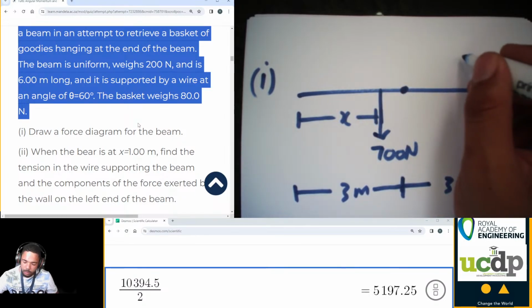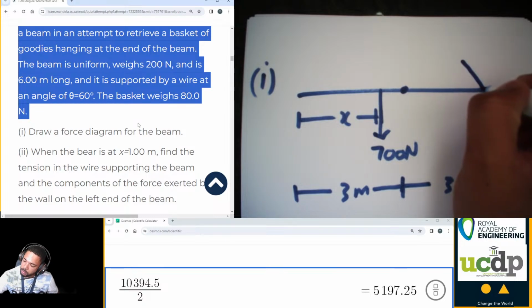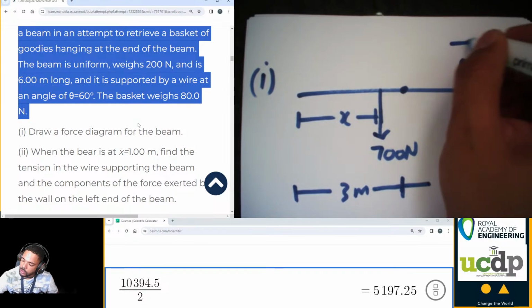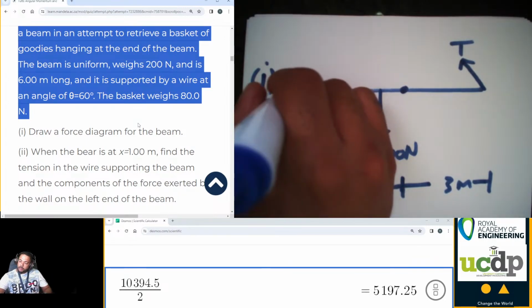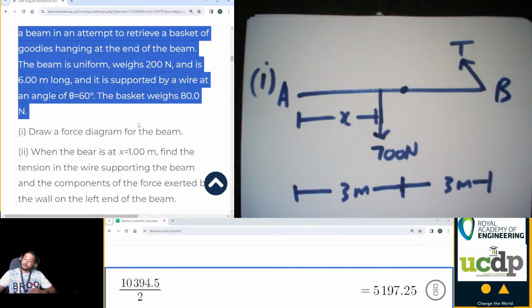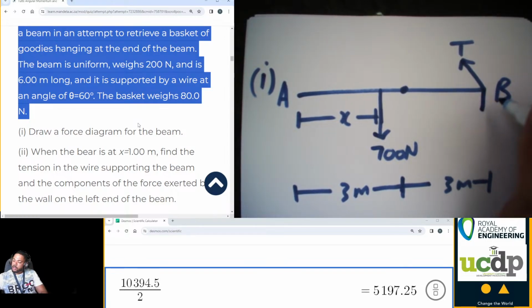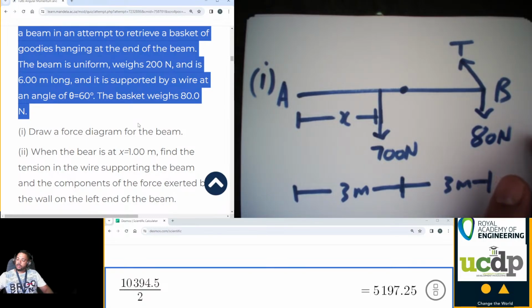Then, of course, the rope pulls on the beam with a tension T. And let's call this point A and this point B. And of course, here we have the basket at the end, at point B, weighing 80 newtons.